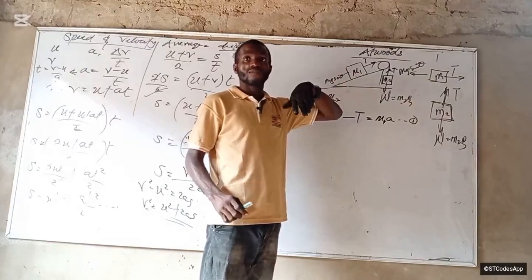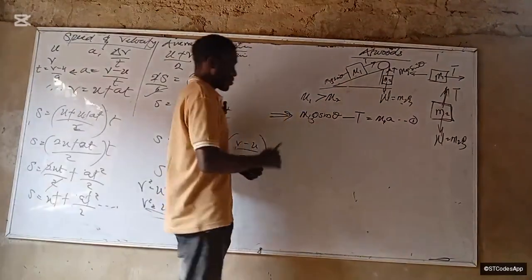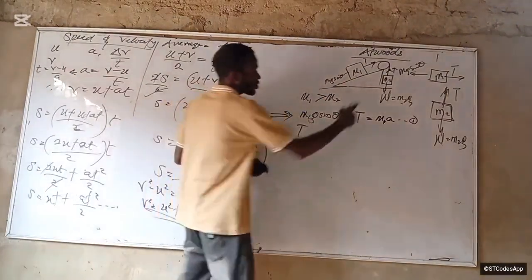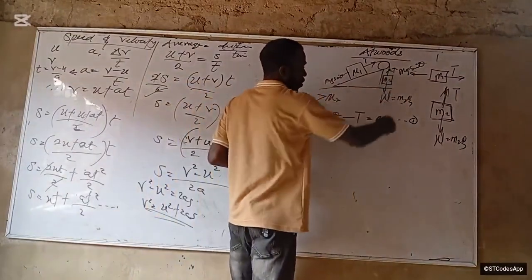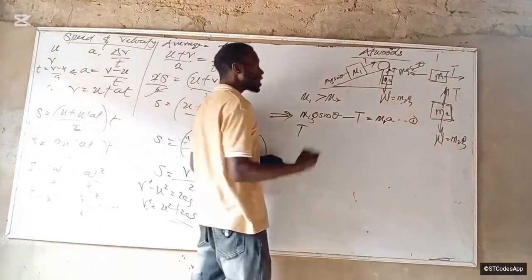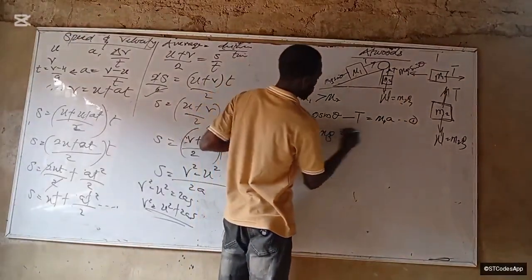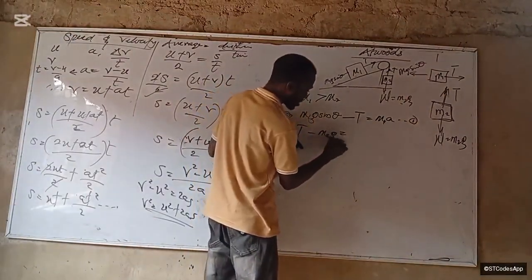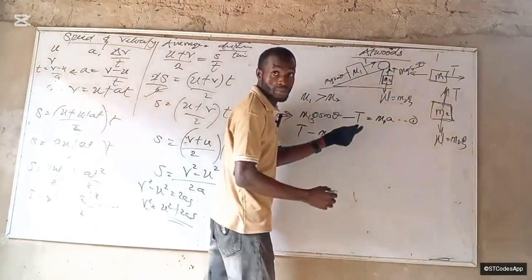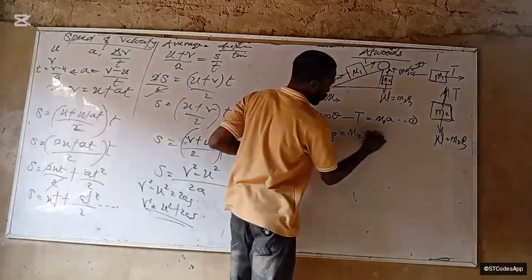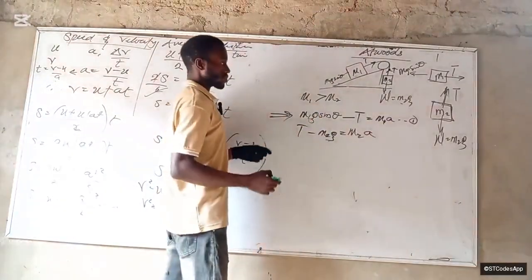In direction of motion, right? So tension is positive. Is weight in direction of motion or against direction of motion? Against. So minus mg is equal to, but this time m2g, with respect to body m2, m2a. Does this make sense? Okay.